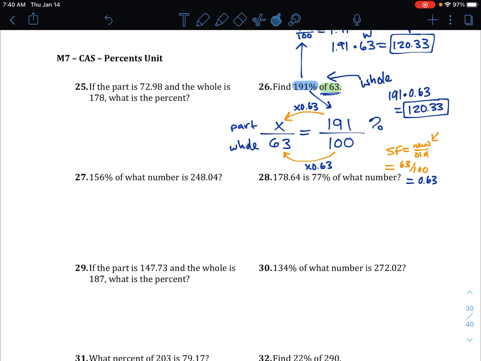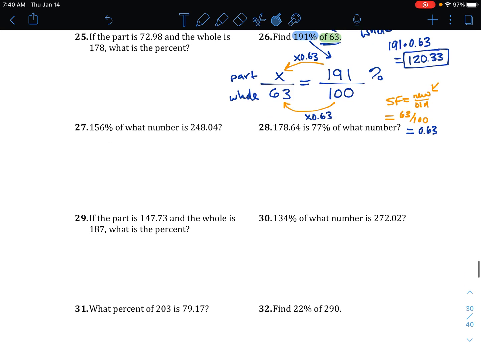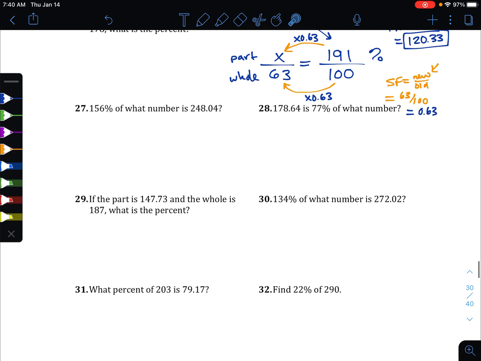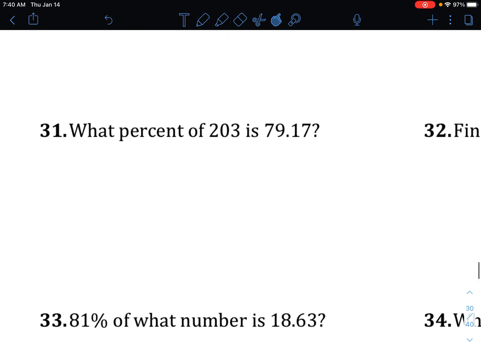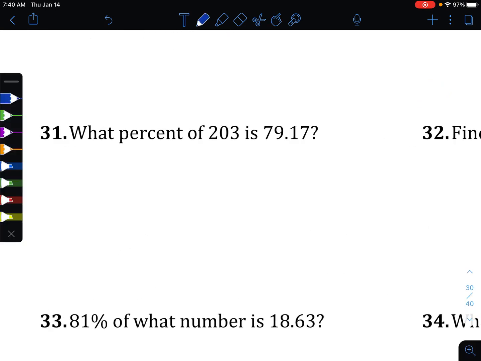So let's look at the next one here. Let's skip around and look for another one that would be different. Number 32 would be the same kind of method as what we just did. Number 31 though says what percent. So we actually don't have the percent here in 31. We're going to start the same way with a proportion.